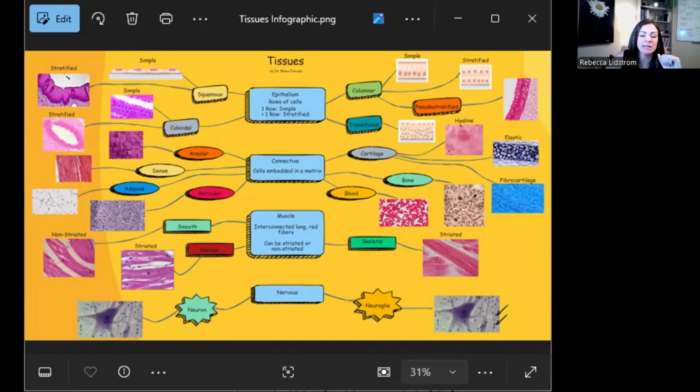So spleen, lymph nodes. The next one is cartilage, and cartilage is important for us because it's going to provide support and flexibility. We see hyaline cartilage inside our joints and elastic cartilage in places like our ear, and then fibrocartilage we find in the intervertebral discs. So these are our different cartilages that we see here: hyaline, elastic, fibrocartilage.